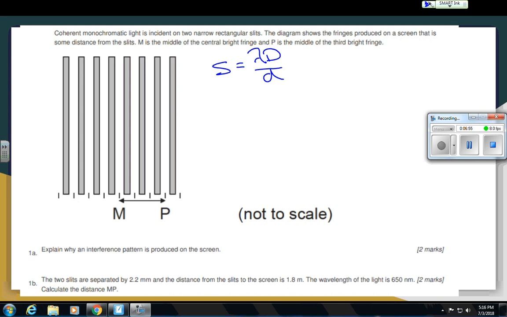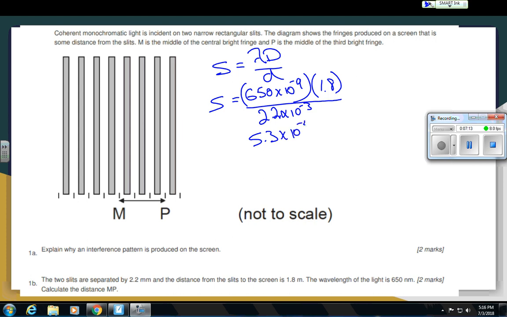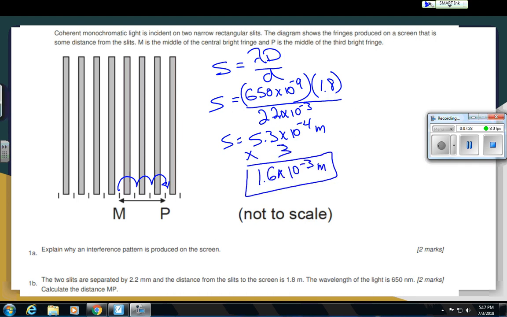So let's solve for s, the separation between fringes. Just plugging in numbers for the variables, you have the wavelength, the distance to the screen, and the distance between the slits, and you will get a distance of 5.3 times 10 to the negative 4th meters for s. That's how far apart each fringe is. Then, noticing that the distance between M and P is 1, 2, 3 fringes apart, just multiply that by 3 for your final answer of 1.6 times 10 to the negative 3rd meters. There you go.